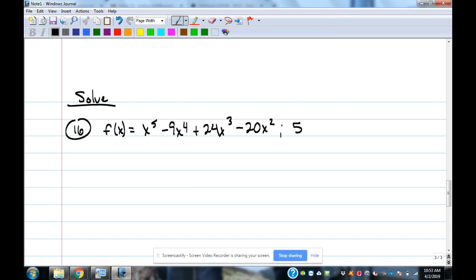Why am I going to wait to do synthetic on this one? It factors out a GCF of x squared. So if I pull out an x squared, that will leave me x to the third minus 9x squared plus 24x minus 20. And that's going to make my synthetic division a little easier to do because I don't have so many pieces. It's not quite as long, because I'd have to put in a couple of zeros at the end if I didn't. I'll do that GCF there. Okay?